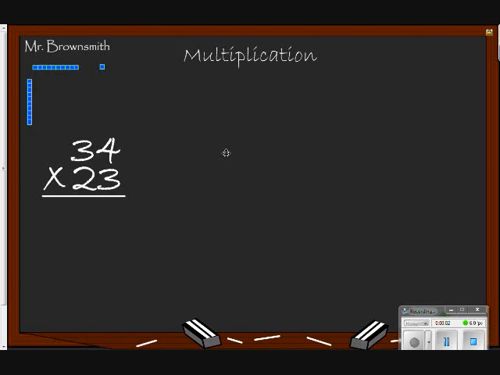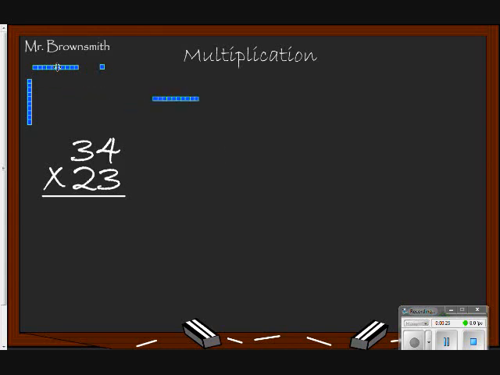Alright, so a lot of you guys seem to be struggling a little bit with the traditional algorithm for multiplication. So today I thought I would explain it in an easier way for you guys and break it down into a way that's a little more manageable. So if we look at this algorithm, 34 times 23, what we're going to do first is build this out with these base 10 pieces.